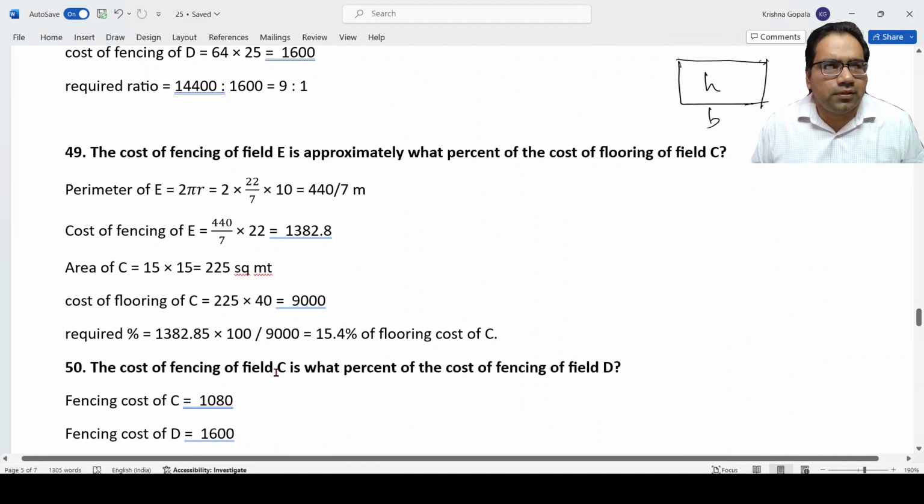Now, perimeter of E is 2 pi r. 2 into pi into 7. Pi approximation is 22 by 7, into 7, which is 44. That is the perimeter of E.